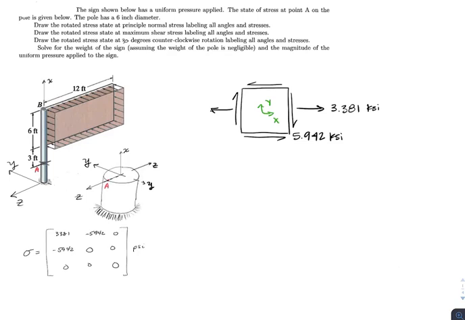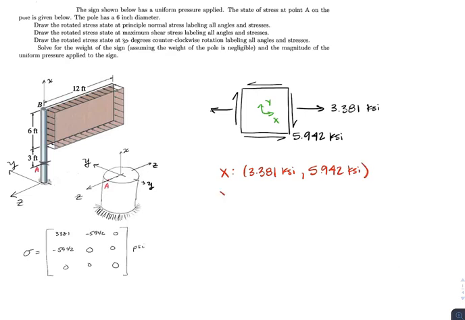Now using this, we can create the coordinate points that we're going to need to plot on our Mohr's circle. Looking at our X coordinate first, the first coordinate is our normal stress, so that's a positive 3.381 KSI. Our second point is the shear stress along that same face. Instead of denoting a negative shear stress based off of the axes, we say a positive shear stress is one that causes a clockwise rotation. That's how we do the Mohr's circle. So in this case we have a positive 5.942 KSI.